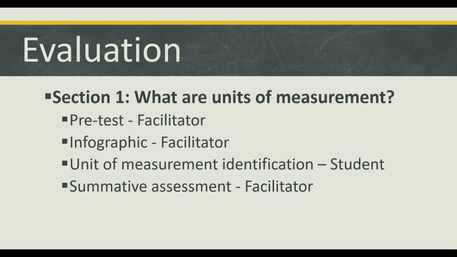Students will be evaluated many times throughout the course. In section 1, students will first be given a pretest that will be evaluated by the facilitator. The pretest will collect data about students' prior knowledge of units of measurement. Next, students will create an infographic that exemplifies units of measurement. This will also be graded by the facilitator. Afterwards, students will be given a list in which they will have to choose the correct units of measurement. Students will be able to self-assess on this and check their own answers. That way they'll know if they have a full understanding of what a unit of measurement is or not.